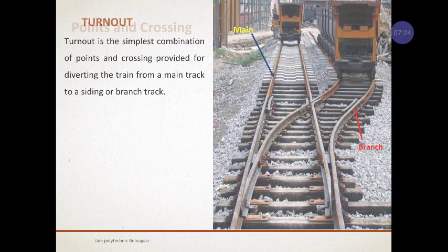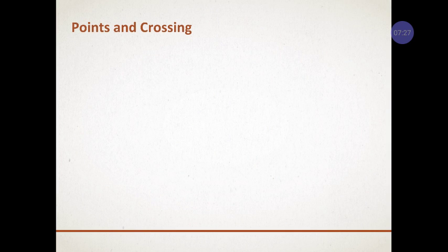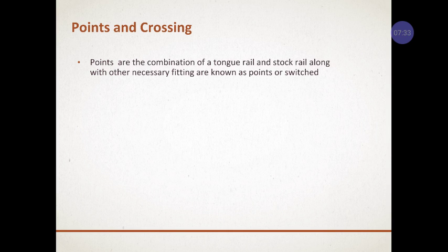Next, now we'll understand what are points and what are crossings. Points are the combination of tongue rail and stock rails along with the necessary fittings, known as points or switches. It is not switch, it is switches. There is a mistake here. It is switches.